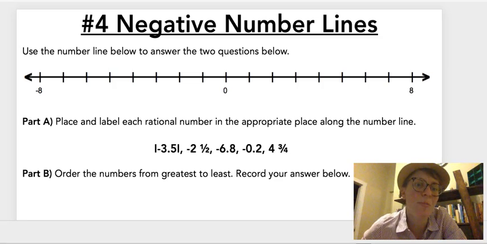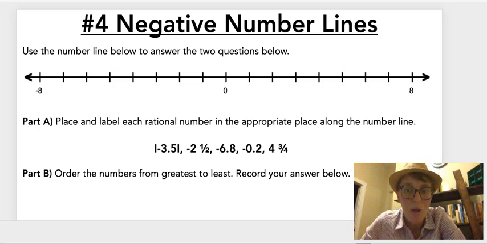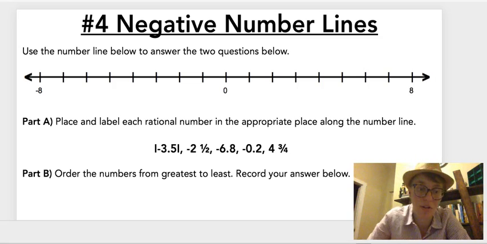Alright, it says use a number line below to answer the 2 questions below. We see this number line. It only has 8 and negative 8 filled in. Then it says place and label each rational number in the appropriate place along the number line.